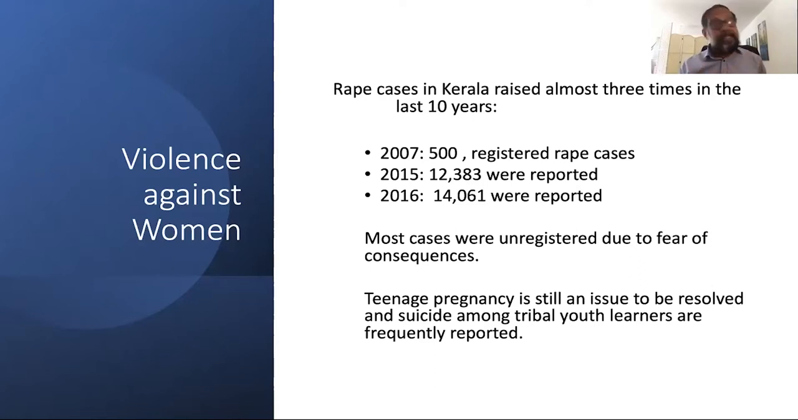In 2007, there were 500 registered rape cases, but when it comes to 2015, 12,318 were reported. In 2016, you can see it is going higher, 14,000. So you see most cases were unregistered due to fear of consequences. Teenage pregnancy is quite a common thing around. And there are a lot of mental issues because of the social pressure and so many other social factors.